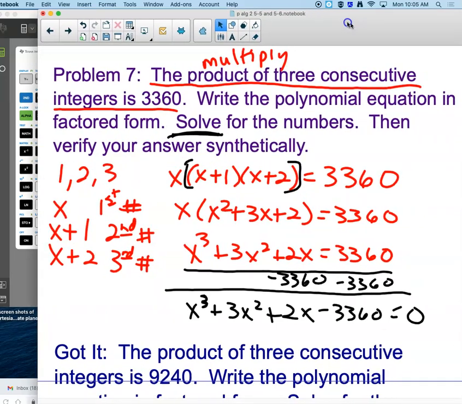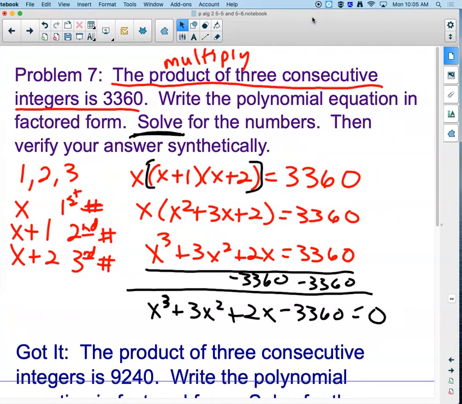So let's go back and figure out the other 2. So if the first one's 14, what's the second one? They have to be in a row. 15. And what will the last one be? 16.